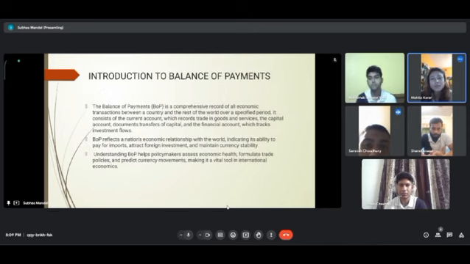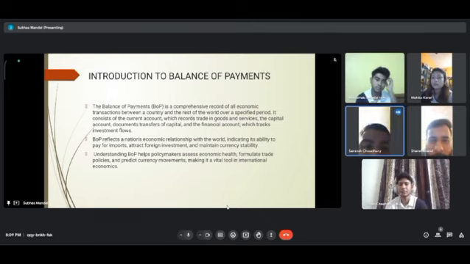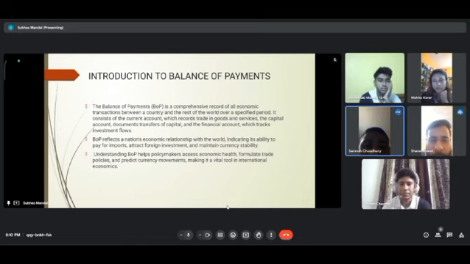Thank you. So, introduction to balance of payments. The balance of payments is a comprehensive record of all economic transactions between a country and the rest of the world over a specified period. It consists of the current account, which records trade in goods and services, the capital account, which documents transfers of capital, and the financial account, which tracks investment flows. BOP reflects a nation's economic relationship with the world, indicating its ability to pay for imports, attract foreign investment, and maintain currency stability. Understanding BOP helps policymakers assess economic health, formulate trade policies, and predict currency movements, making it a vital tool in international economics.